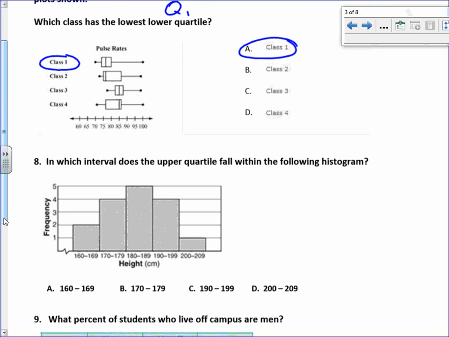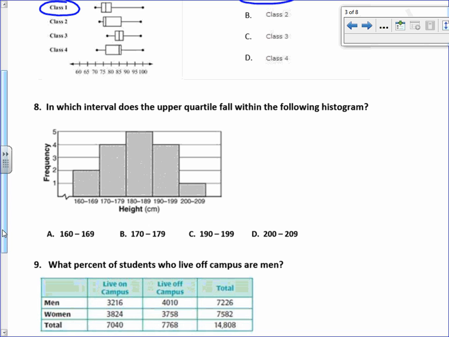In which interval does the upper quartile fall within the histogram? So basically, with this right here, the upper quartile is going to be to the right of that peak, and the lower quartile is going to be to the left. So I think just about everybody got that one right.